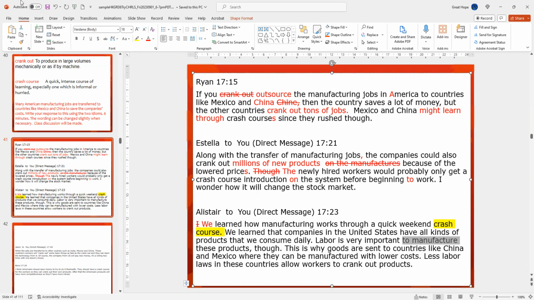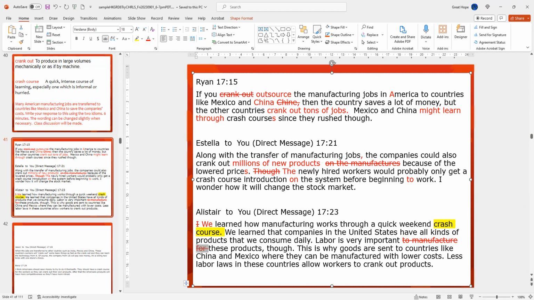Just remove that word "manufacture", because you have already used it once and you don't have to use it again. Labor is very important for these products, obviously, as people would understand. You don't have to say "manufacture". That's totally unnecessary. All right. This is why goods are sent to countries like China and Mexico, where they can be manufactured at lower costs.